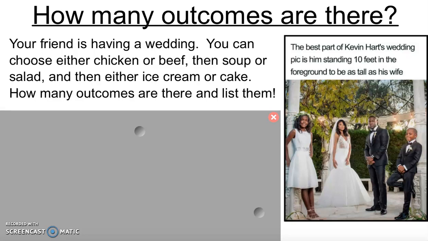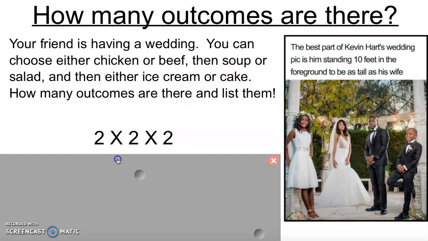So when you try to calculate the outcomes, you just basically multiply your possibilities. In your first case, you've got chicken or beef, that's 2. You've got soup or salad, that's also 2. And then either ice cream or cake, and that's 2 as well. So you're going to multiply 2 times 2 times 2. That's going to give you 8 outcomes. So that's a total of 8 outcomes.